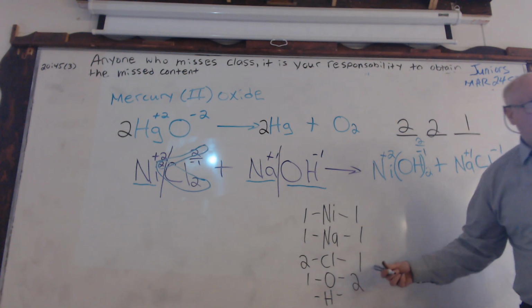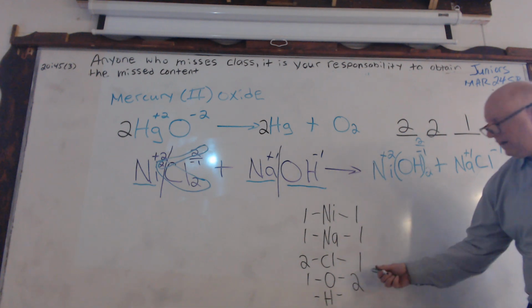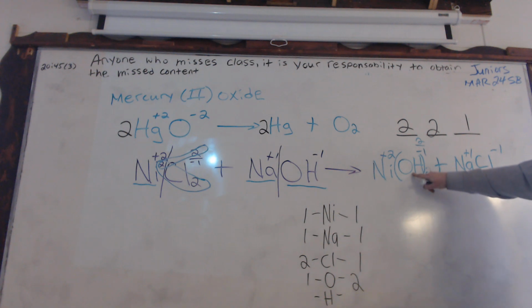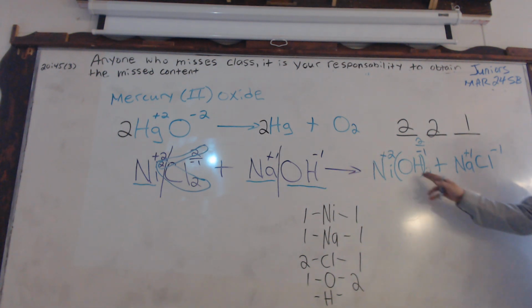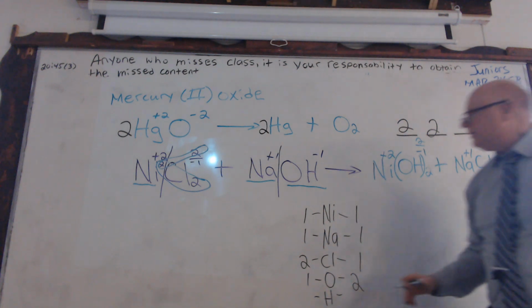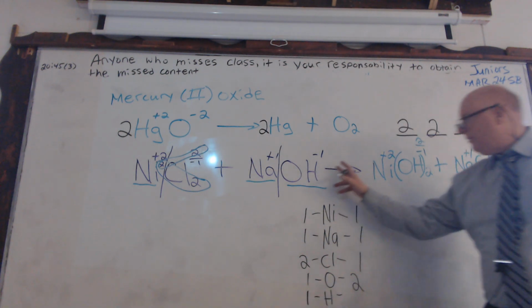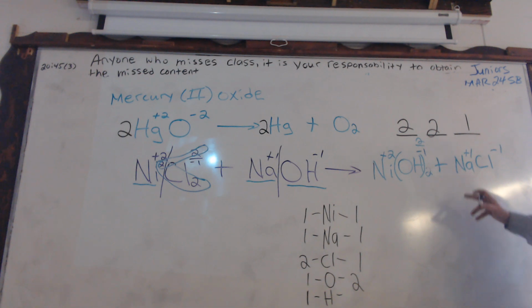Very important that you try to catch this the first time. Why are there 2 oxygens? Because there's nothing written after this oxygen. It's in parentheses. You have to distribute that too. Okay? Hydrogens on the left: just 1. How many hydrogens are on the right? 2. Okay.